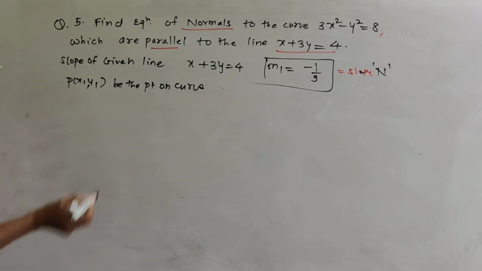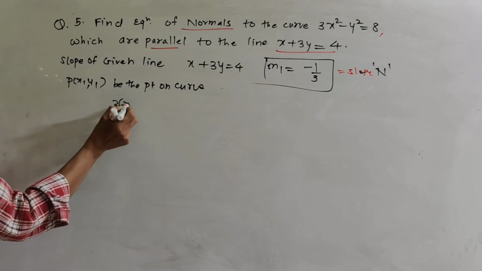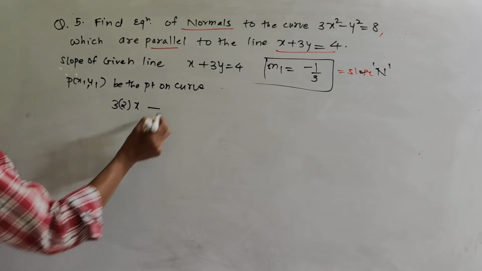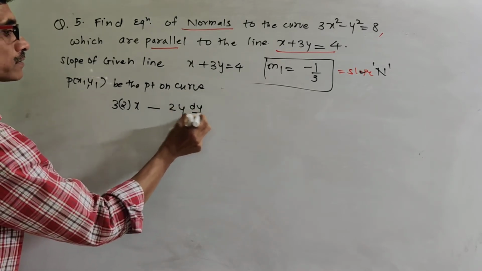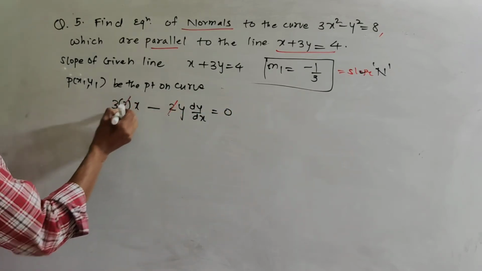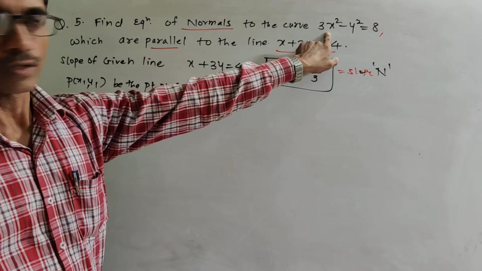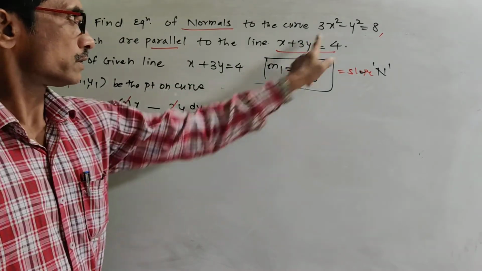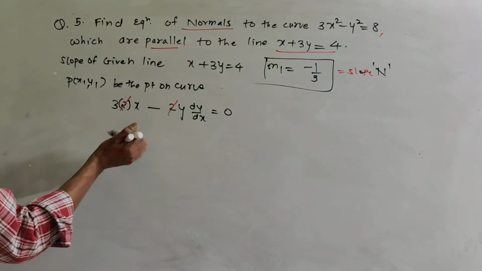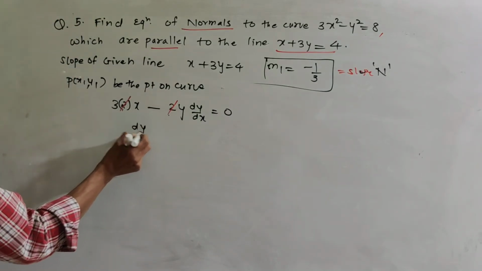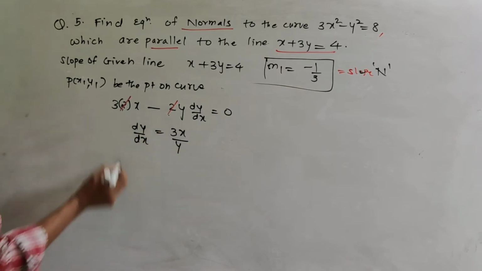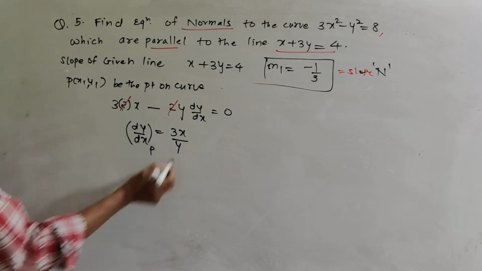So what is derivative of this? 3 into 2x minus 2 into y dy by dx is equal to 0. Now this 2 is getting cancelled. Derivative is 2x, 3 is constant, minus 2y into dy by dx. Therefore dy by dx is equal to 3x upon y, and derivative at point P is what?